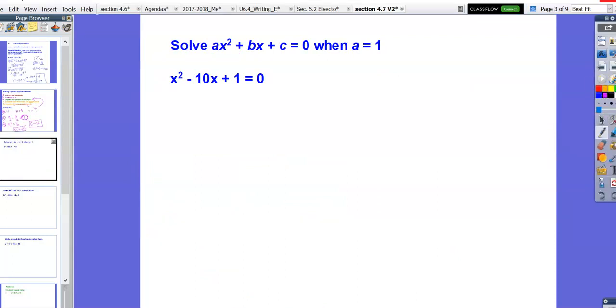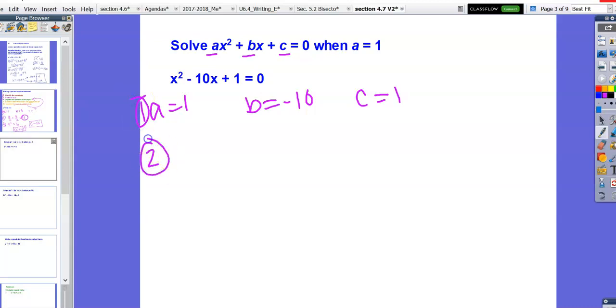So this question, we will apply the rest of those steps, or that last step I should say, but we still want to identify what is a, what is b, and what is c. a equals 1, b equals negative 10, and then c equals 1. There's step 1, done. Step 2, divide b by 2. We get a value of negative 5.